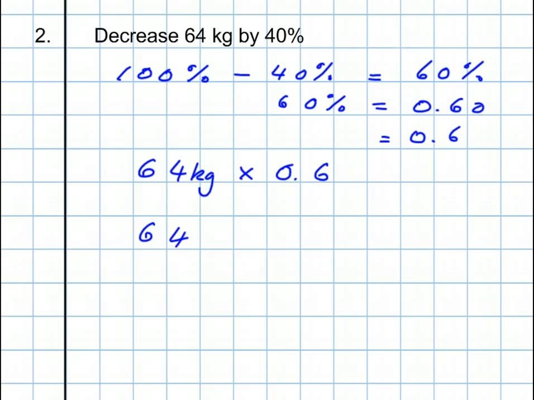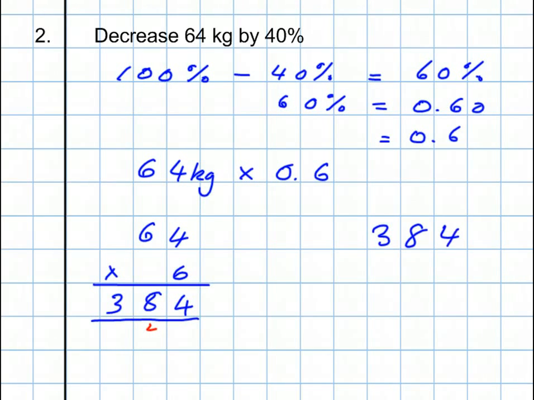So I do the integer, the whole number, multiplication. 6 times 4 is 24, put 4 there, carry the 2. 6 times 6 is 36, add the carry 2, 38. Put 8 there, and 3 there. So my answer is 384 for 64 times 6. But I'm trying to work out 64 times 0.6. So my question had 1 figure after the decimal point, so my answer needs 1 figure after the decimal point. So there's the answer, 38.4.